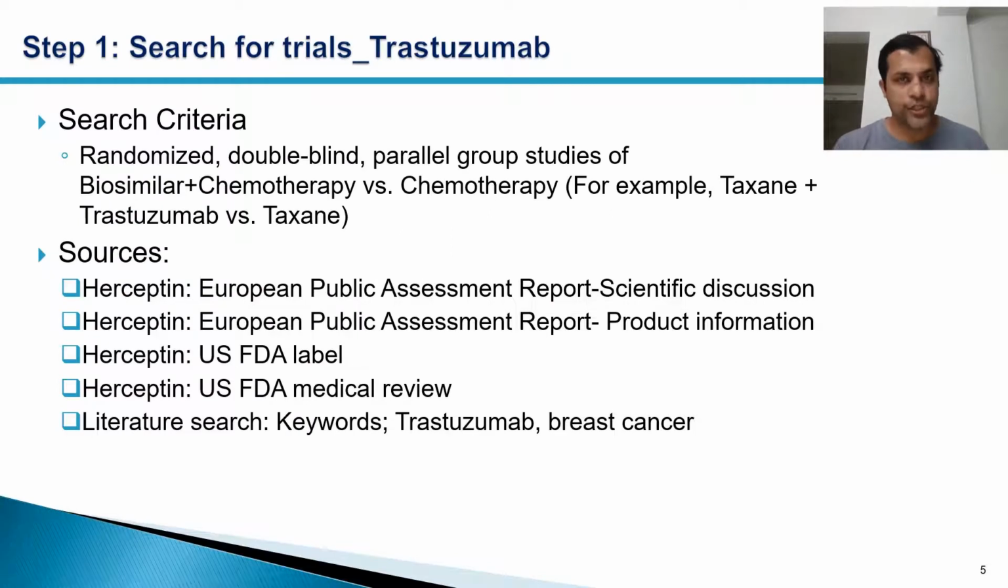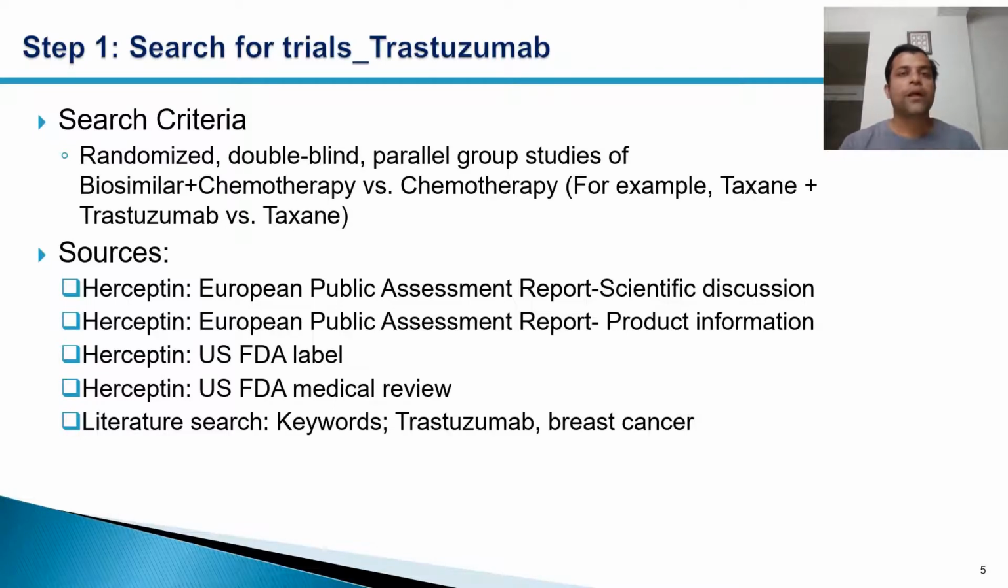Now let's check out the first step. First step is search for trials. So we will take example of trastuzumab. Now suppose there is one organization which is interested in doing study for trastuzumab biosimilar. Now for this biosimilar, they have to do phase 1 study and phase 3 study. Now for phase 3 study, which is a clinical equivalence study, they have to calculate the sample size. Now when they want to calculate sample size, they have to calculate the margin. So how to derive this margin?